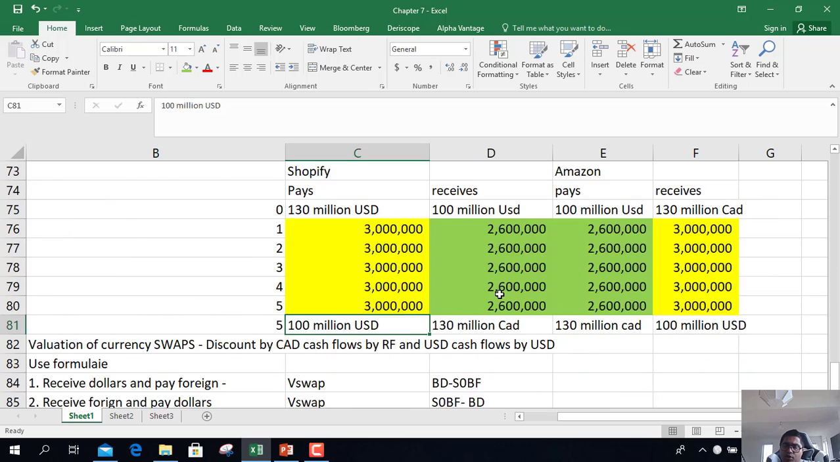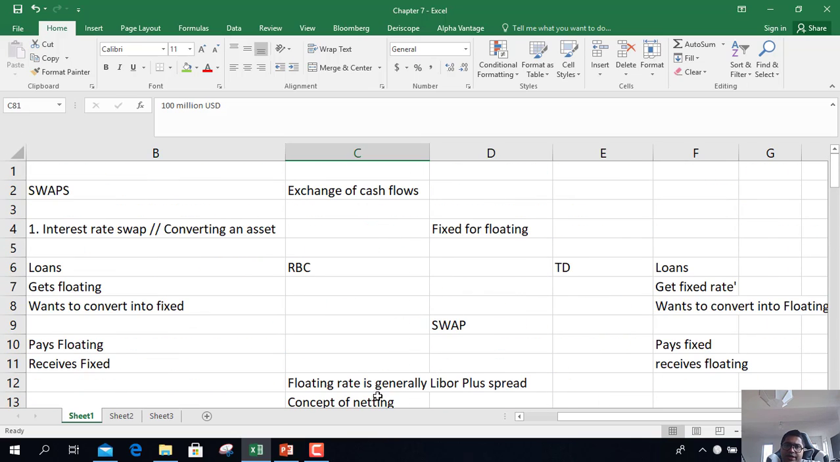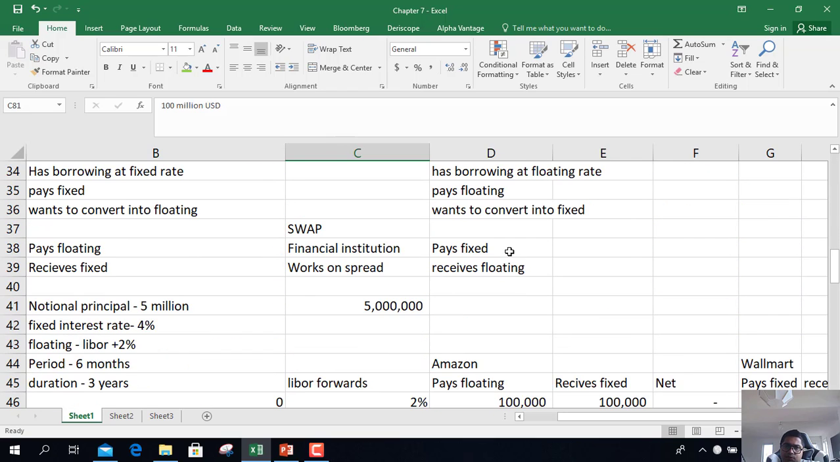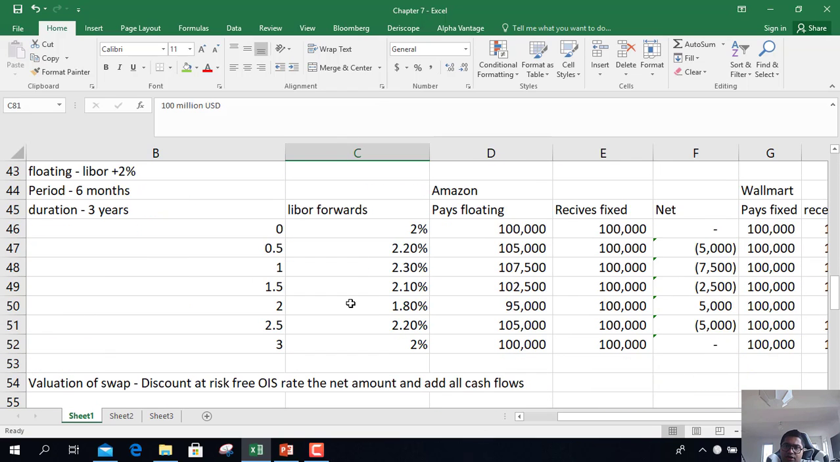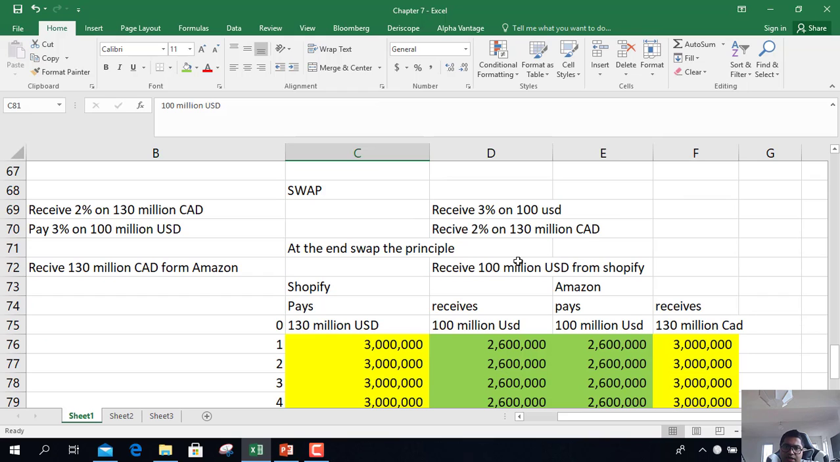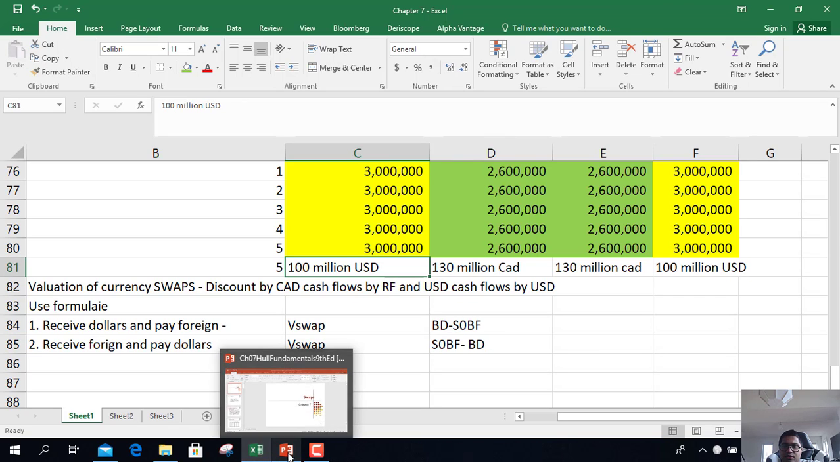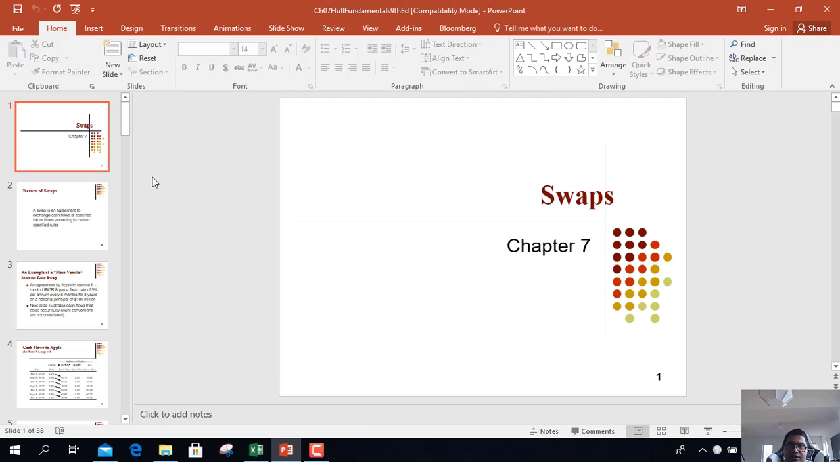So those things were important. What is a swap? What is an interest rate swap? How to calculate the value of a swap? What is a currency swap? How to calculate the value of a currency swap? So let's go to the presentation and try to complete the chapter.